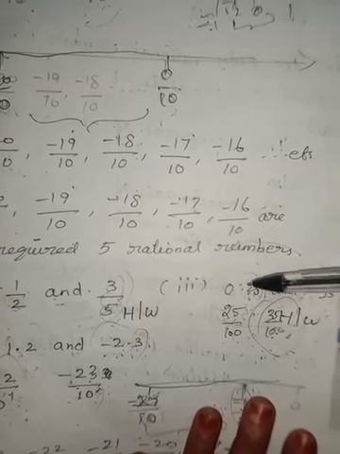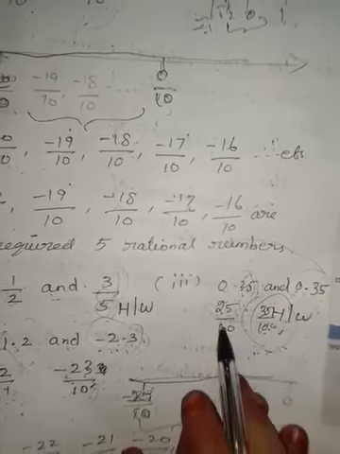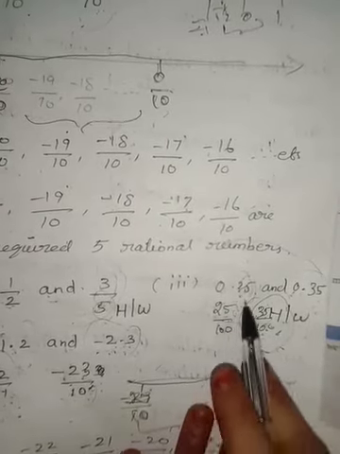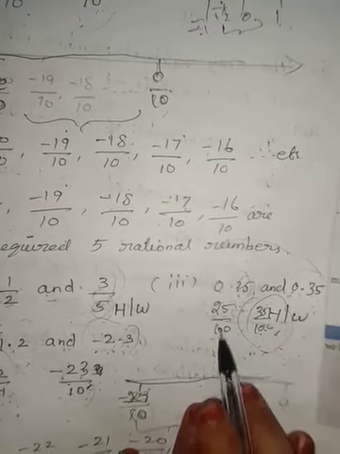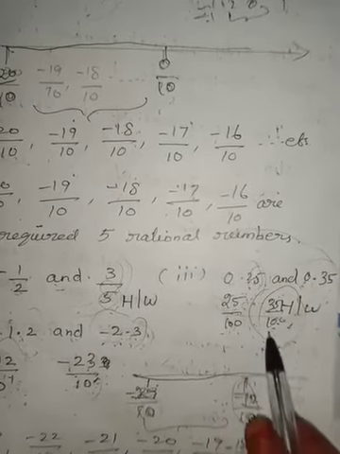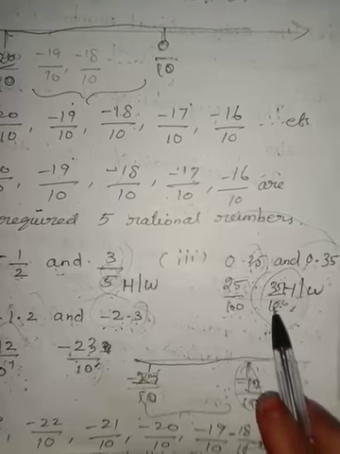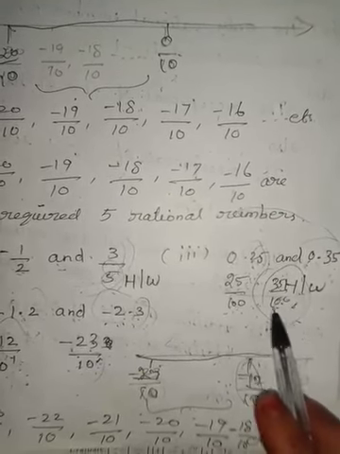Then after that 0.25 is in decimal form. So we must convert it into the rational form. When you put 100 in the denominator, it will be a rational number. And 0.35 also, put 100 in the denominator, it will be converted into the rational form: 35 by 100. How do this?